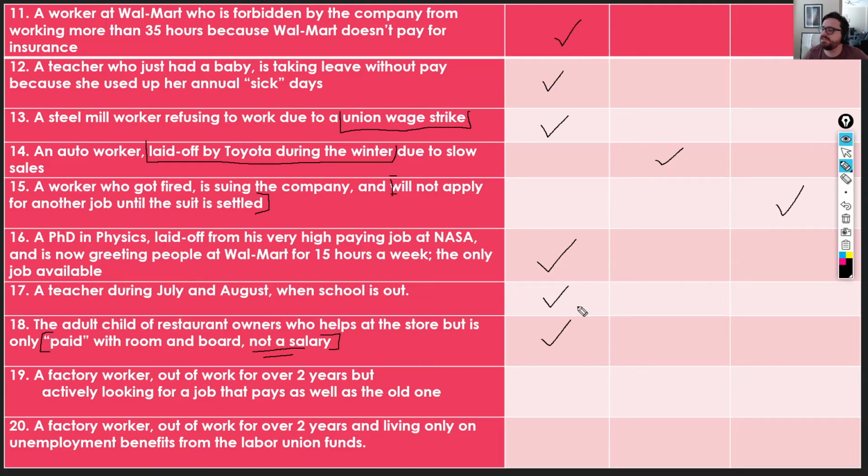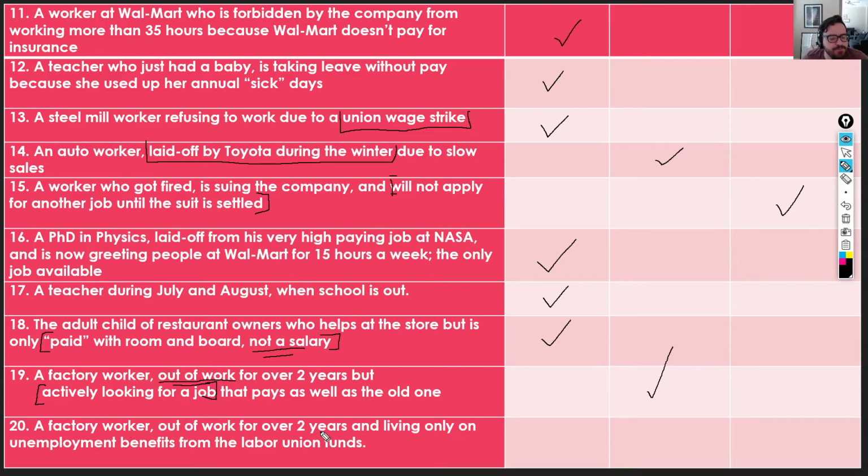Family business. Still fine. Still okay. Factory worker out of work for over 2 years but actively looking for a job that pays as well as the old one. Okay? He is out of work. Let's keep saying he. We don't know the gender here. Out of work and actively looking for a job, unemployed.